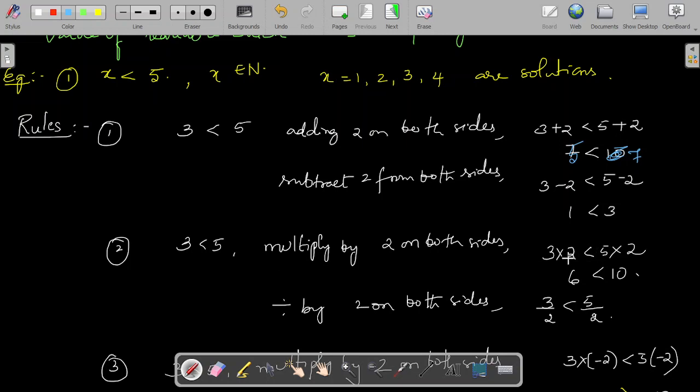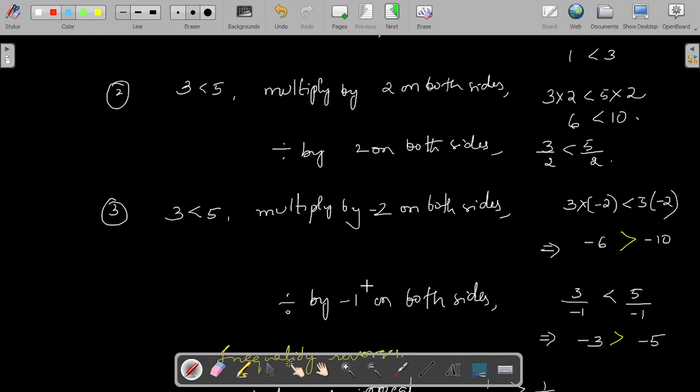Let me multiply by 2 on both sides. 3 × 2 is 6, 5 × 2 is 10. 3 < 5, 6 < 10. Both are true. Now divide by 2 on both sides. 3/2 < 5/2. That's also true. Now the third rule is that if you multiply by the same negative number on both sides of the inequality, then the inequality reverses.